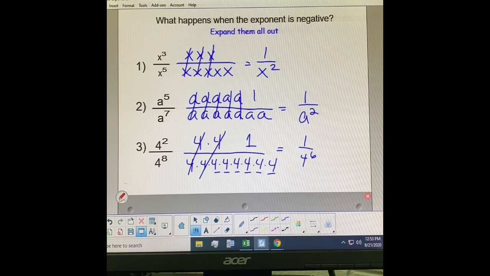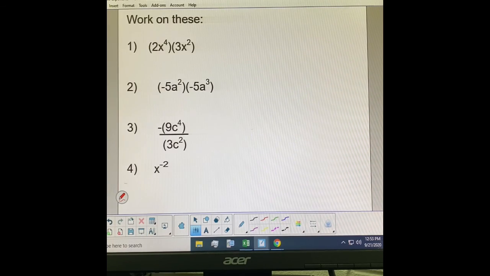Work on the next 4 questions. You can pause the video and then check your answers. And when you complete that, you can move on to the last 4 questions. And again, check your work.